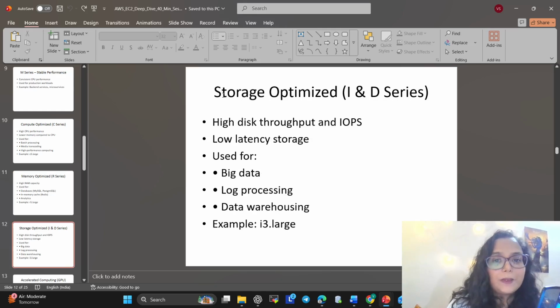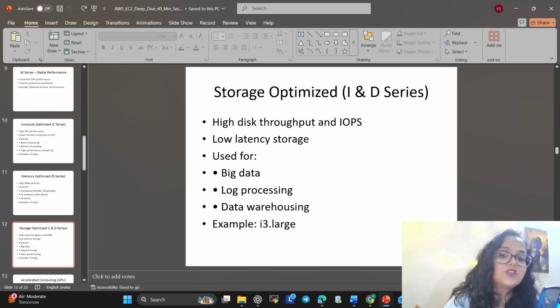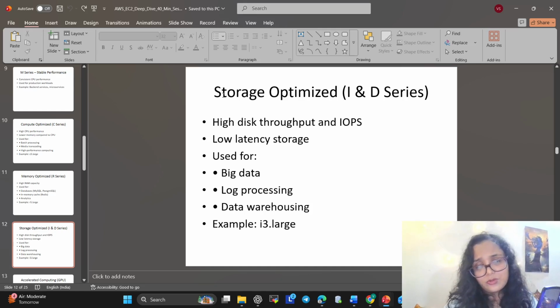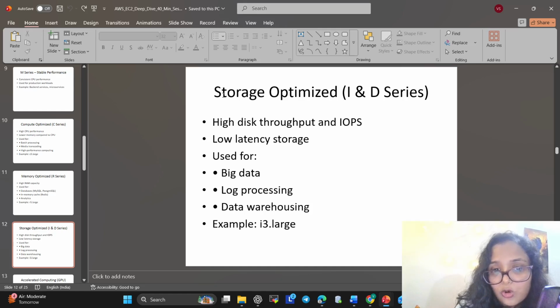Now storage optimized. Storage optimized means high disk throughput and IOPS, low latency storage, used for big data, log processing, and data warehouses, and I3 large is an example. For example, a company collects application logs daily and runs analytics. This requires very fast disk read and write, correct? So I3 large is used because it provides high IOPS and low latency.